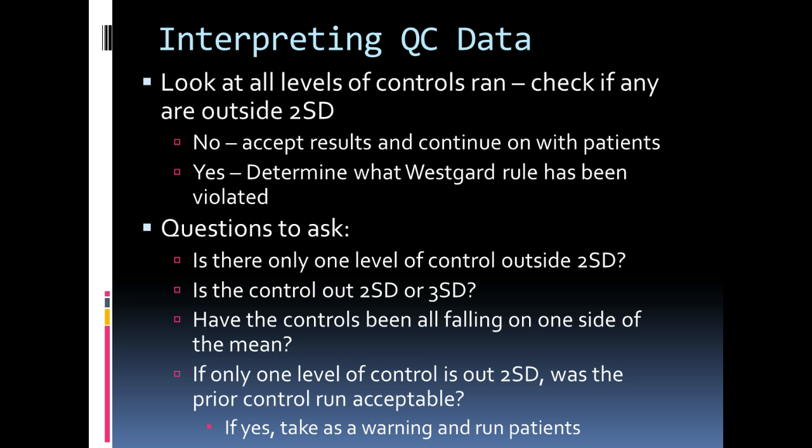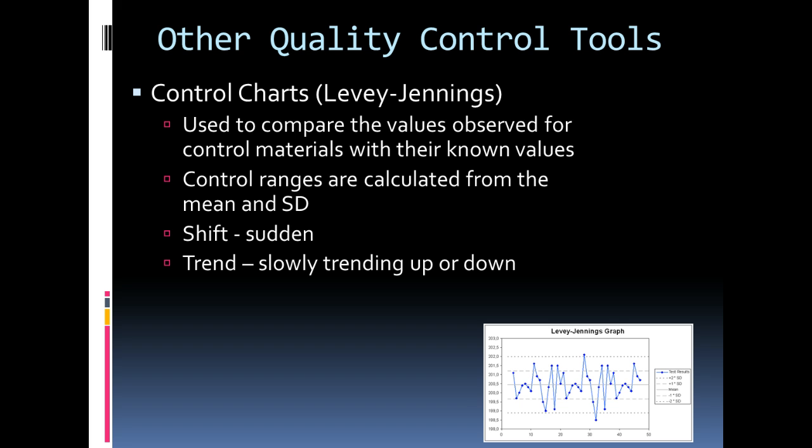If it was, take it as a warning and run your patients. We look at these Levy-Jennings charts to compare values over time. I have a Levy-Jennings chart down here on the bottom, and this shows a nice distribution across the mean. You want it to go back and forth and up and down. If it's all on one side, that's not good. Okay, you want it to be scattered about like this.